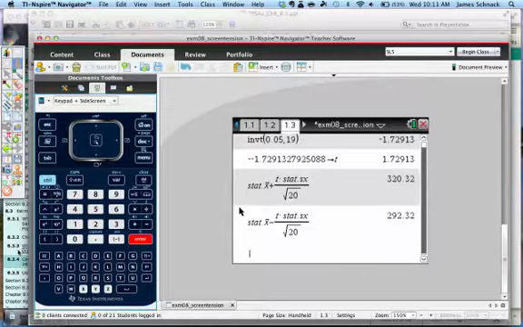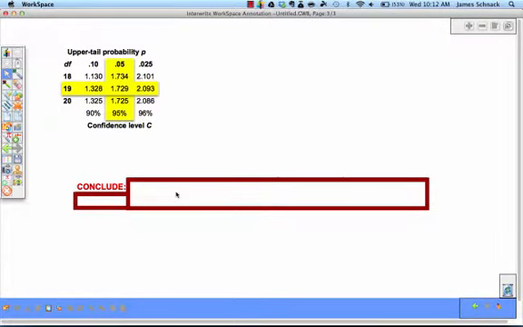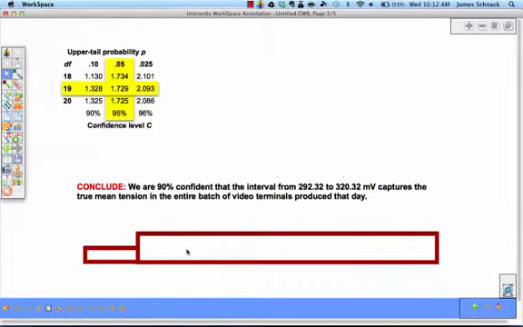So using the calculator to help us with this becomes a very powerful and efficient tool. We don't have to calculate the mean by hand. We don't have to calculate the standard deviation by hand. We don't even have to look up the t-value in the table. We can just use the calculator and store everything and perform these nice quick calculations. So what's the answer to our question? Well, our conclusion would be that we're 90% confident that the interval from 292.32 to 320.32 millivolts captures the true mean tension for the entire batch of video terminals produced on that day.